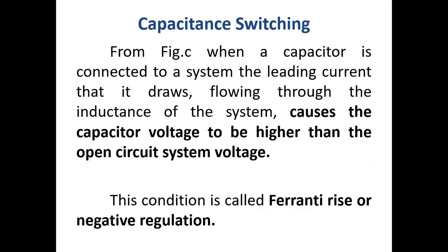From the diagram, we can see that the voltage across the circuit breaker becomes higher than the normal system voltage. This condition is called Ferranti rise or negative regulation, that is, the load side voltage will be greater than the value of the system voltage. So that will be termed as Ferranti rise or negative regulation.